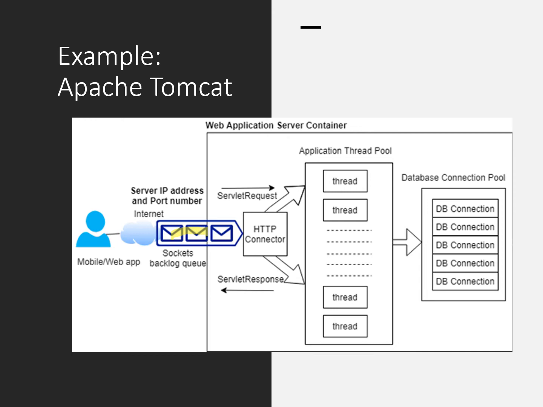Once a connection is established, the TCP requests are marshaled by, in the example on the slide, an HTTP connector. This generates the HTTP request that the application can process. The HTTP request is then dispatched to an application thread to process.